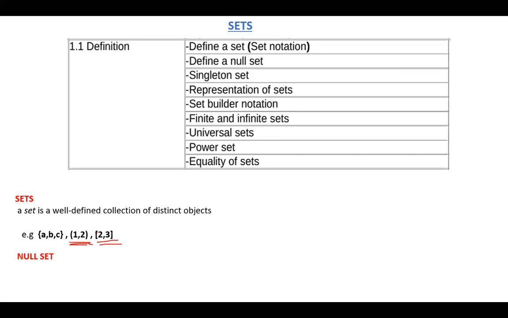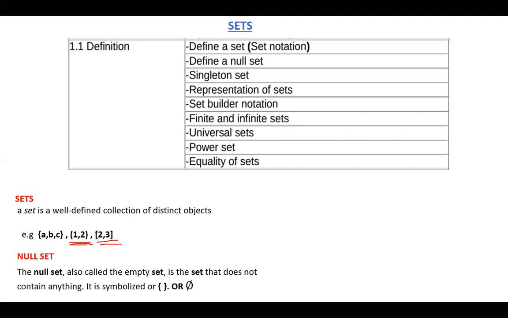So we start first by defining what a null set is. And a null set, in other words, is just the empty set. Most of you know it to be an empty set, but it's also called a null set. So these are the symbols of null sets.